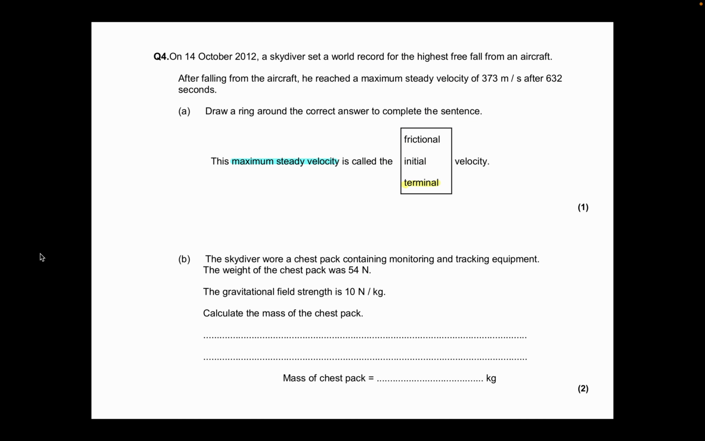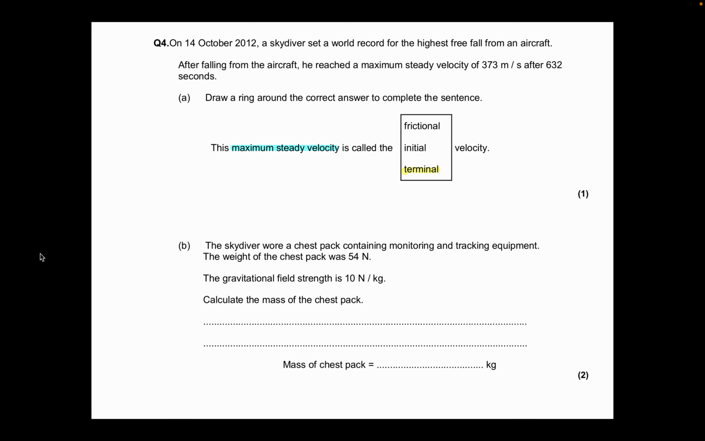Next question. Okay. Is there any other data? Okay. The skydiver wore a chest pack containing monitoring and tracking equipment. The weight of the chest pack was 54 newtons. The gravitational field strength is 10 newtons per kilogram. This is how you pronounce it when they put a slash. When they put a slash between N and kg, you read it as newtons per kilogram, not kilometer. Sorry. Calculate the mass of the chest pack.